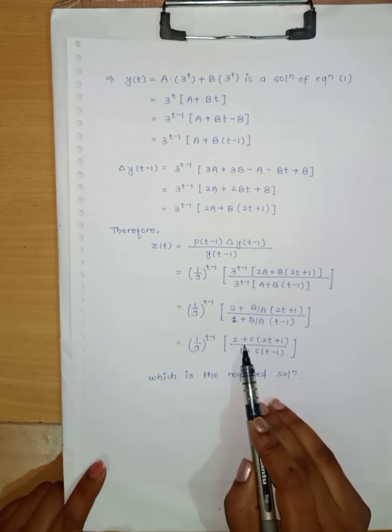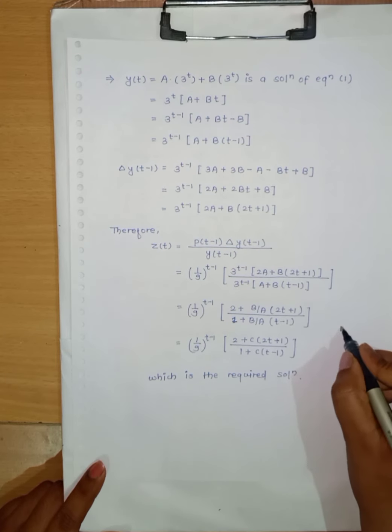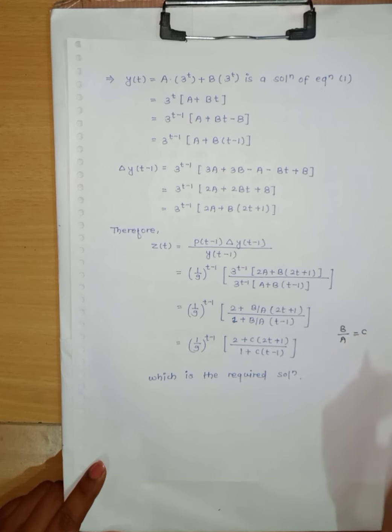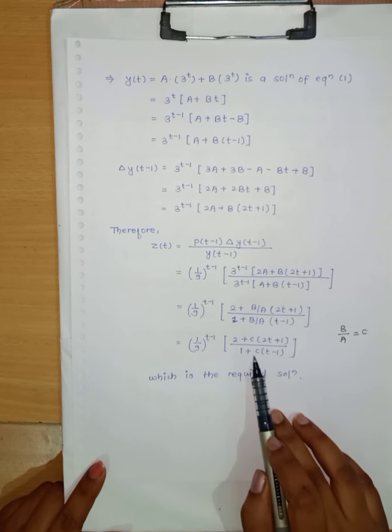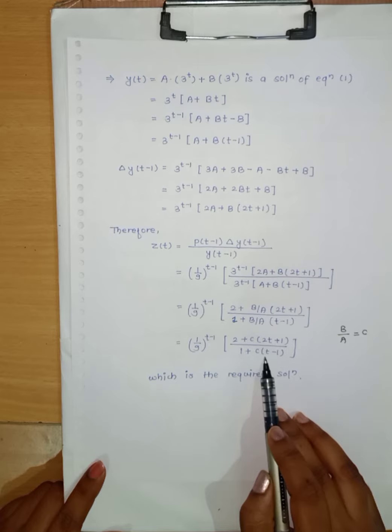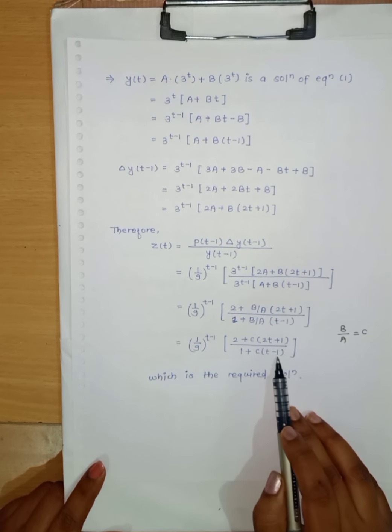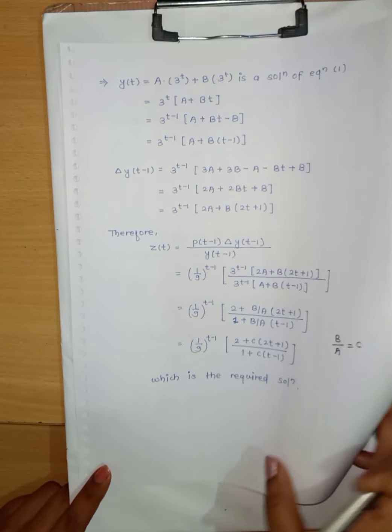this will be 2 plus b by a, which we wrote as c. So c into 2t plus 1 upon 1 plus, again b by a which we wrote as c, into t minus 1, and that is our required solution.